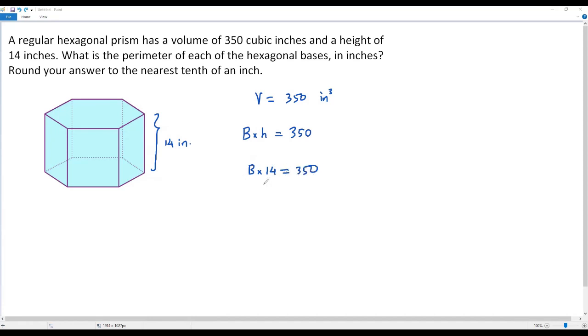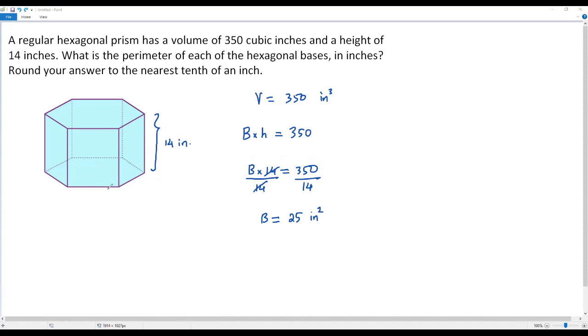Okay, now let's solve for base area in this equation. For that we have to get rid of this 14. Let me divide both sides of this equation by 14. 14 will cancel out. Then base area equals, when I divide 350 by 14, I am getting 25. That is 25 inches squared. Okay, here I got the base area. Actually, the base is a regular hexagon. That is, I got the area of the regular hexagon over here.